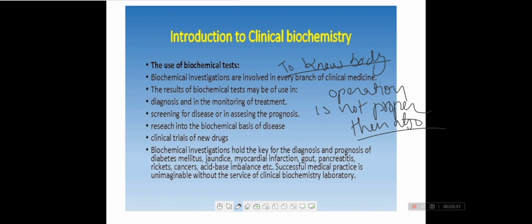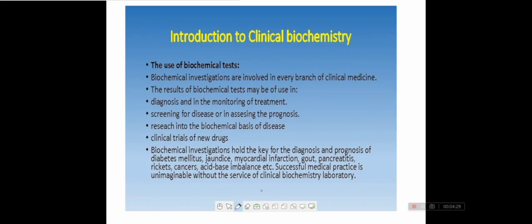So for any type of operation, the proper functioning or proper metabolic reaction of our body must be normal. Then the operation takes place. For eye operation, stone operation, any type of operation. If your sugar level is high, the doctor tells you to go and control your sugar, and after that you come for the operation. So biochemical tests are very important.